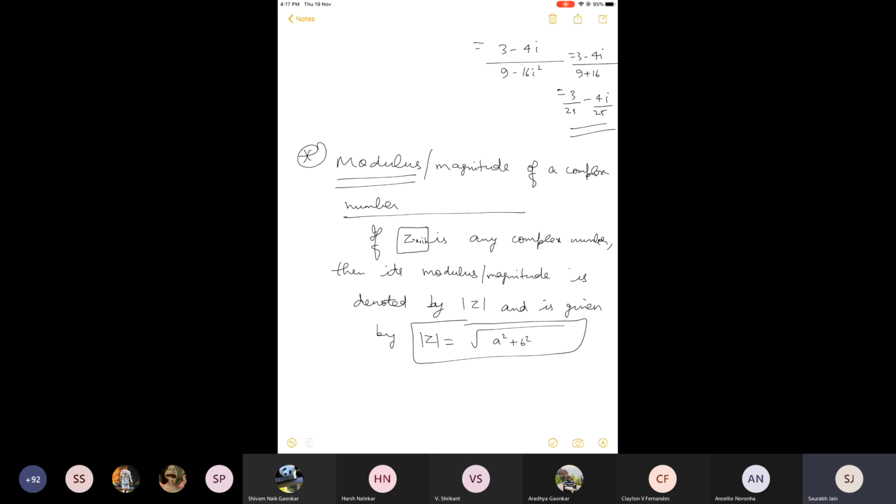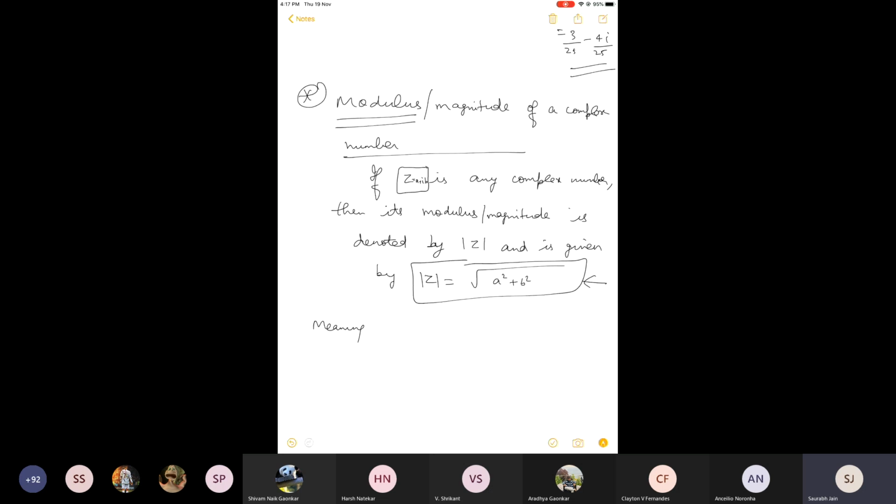A and b are the real part and imaginary part. You find those values from the given complex number and put them here. You will get its modulus. Now the important thing is, what is the meaning of modulus of a complex number? If you understand this, you will be able to remember the formula also.